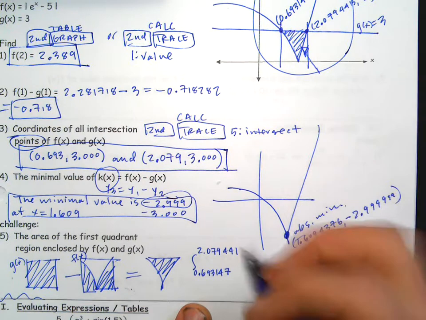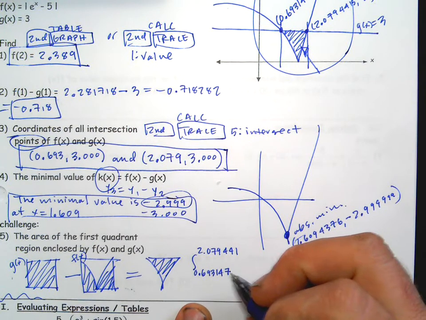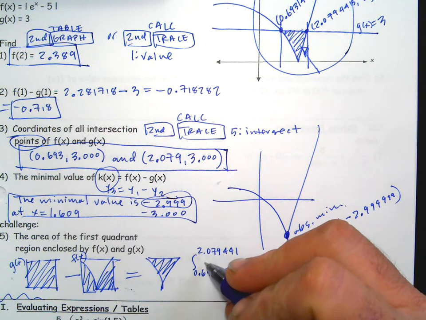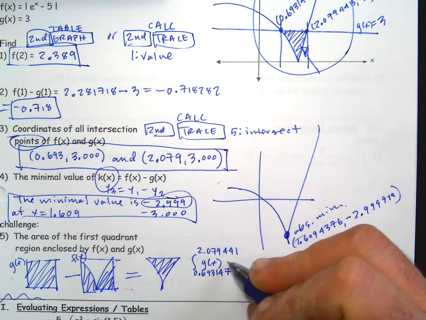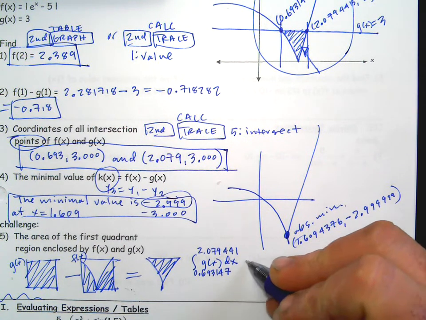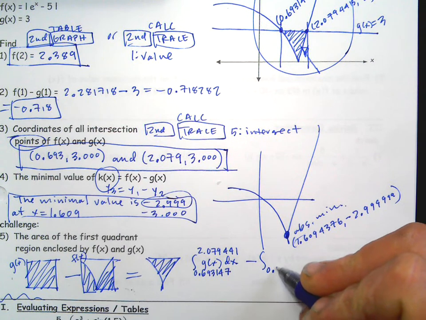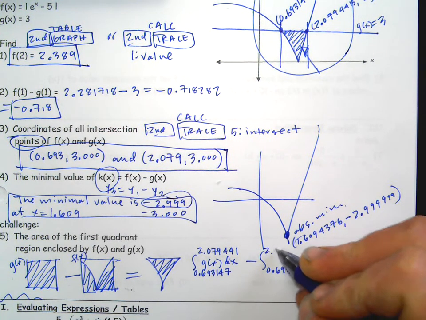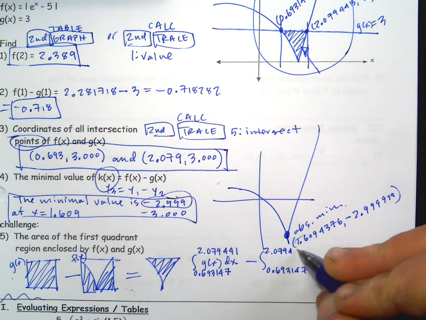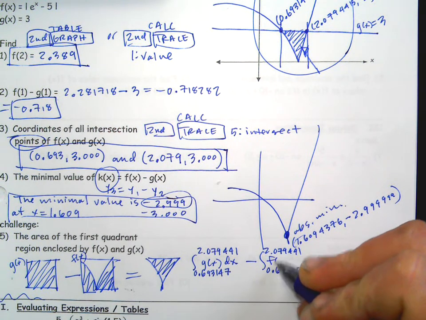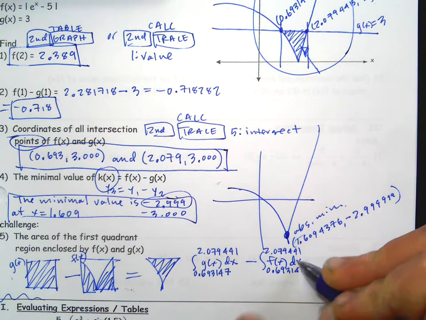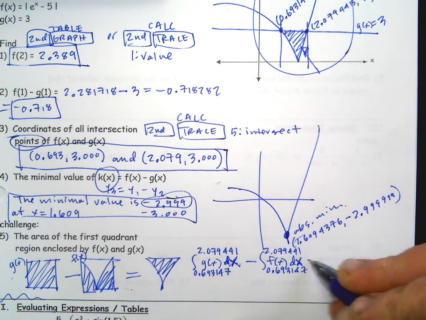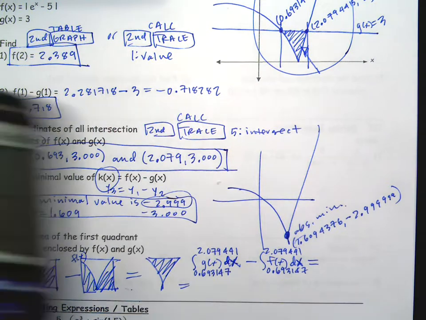Otherwise, I have to go back and recalculate and write all those extra digits down, so I can be using that here. Now, we could do g(x) dx, right? And then we're going to subtract the integral from 0.693147 to 2.079441 of f(x) dx. You really should write these dx's when you write this, okay? I'm going to get picky. And that should give us the answer, but we've got to calculate.